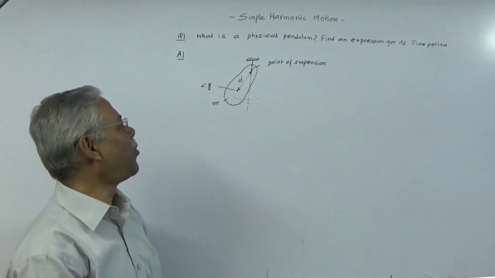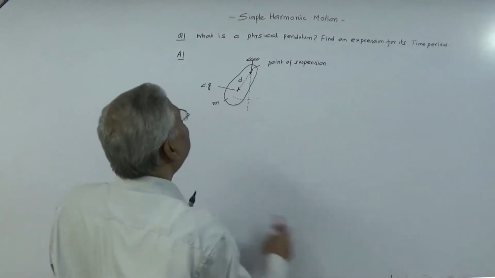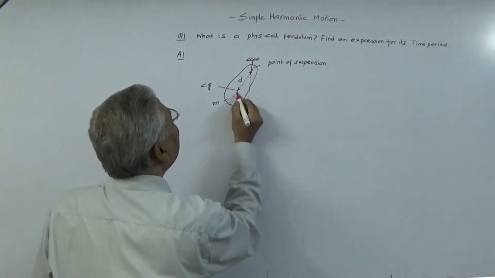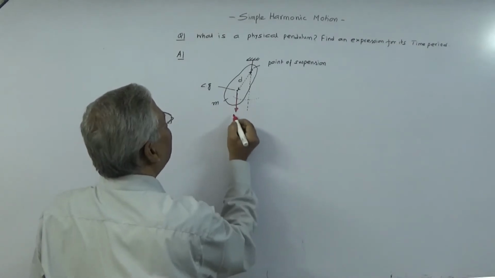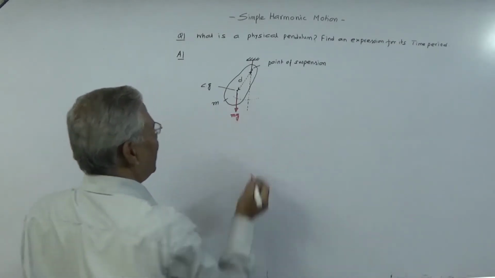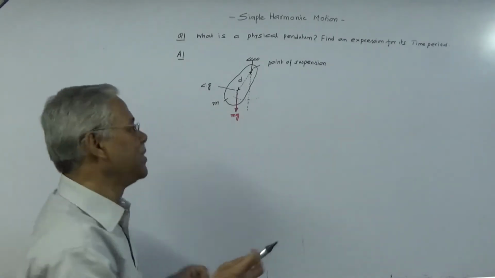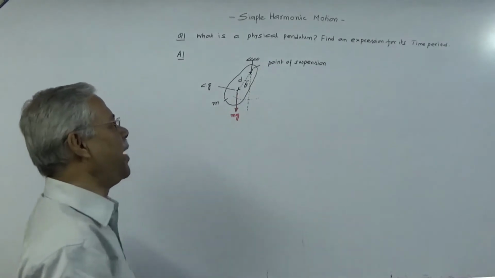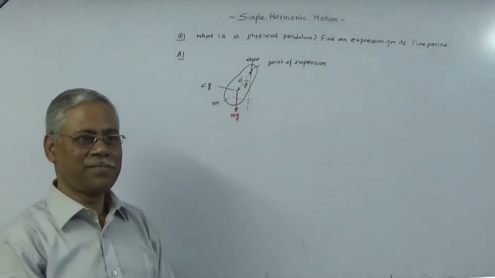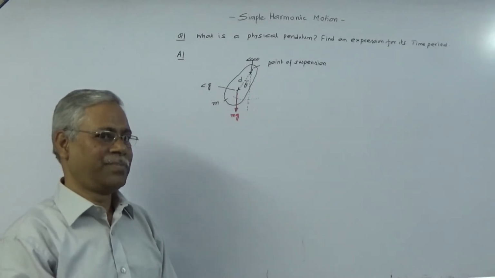Free body diagram I have already shown: through this point, the force which is acting is mg, the weight of the body, and this angle is, suppose, angular displacement theta. So how will you start?